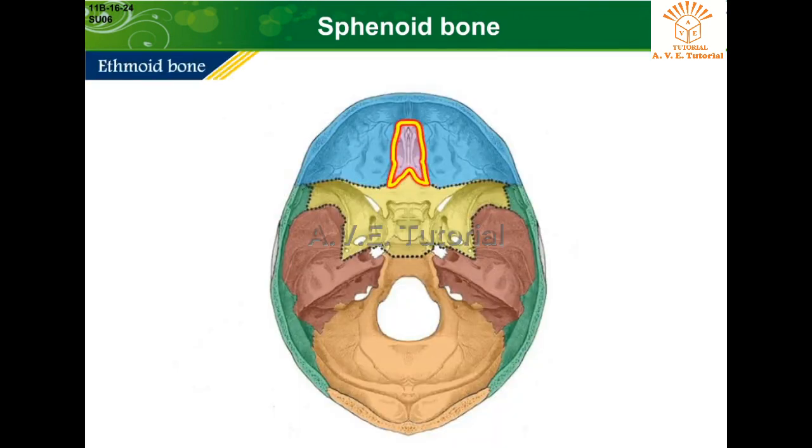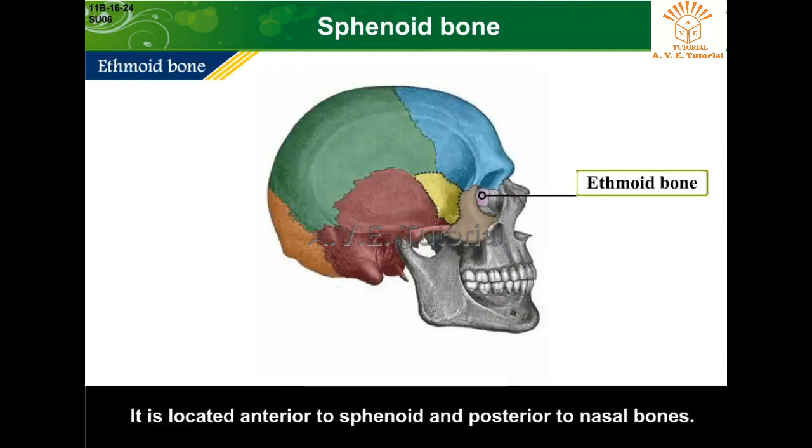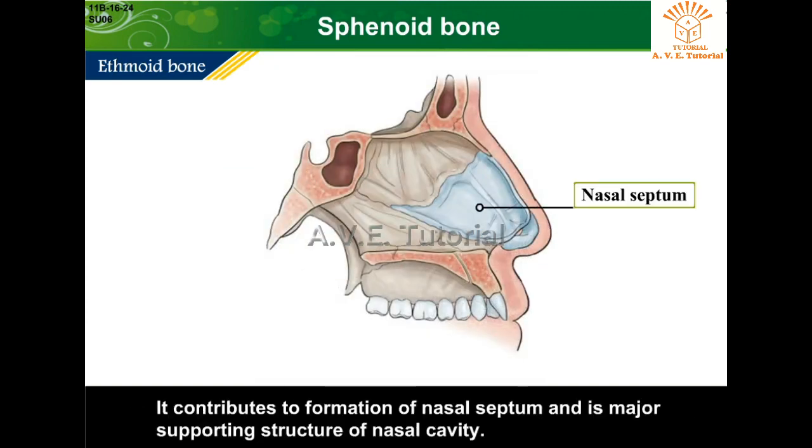Ethmoid bone. This median bone is spongy in appearance. It is located anterior to sphenoid and posterior to nasal bones. It contributes to formation of nasal septum and is the major supporting structure of the nasal cavity.